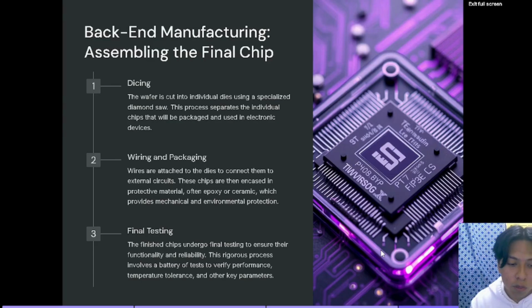This is a rigorous process and involves tests of battery performance, temperature tolerance, and other key parameters. The finished chips are ready to be integrated into devices like computers, cars, or mobile phones.